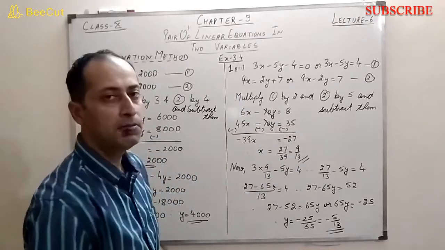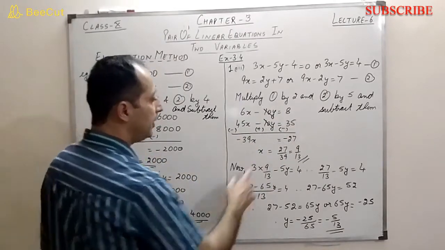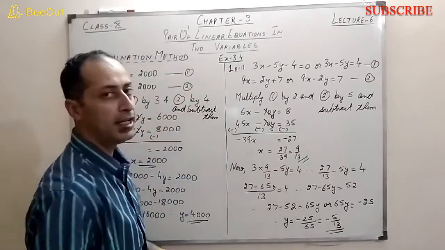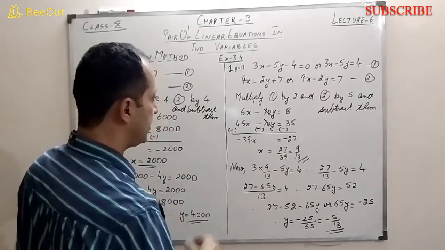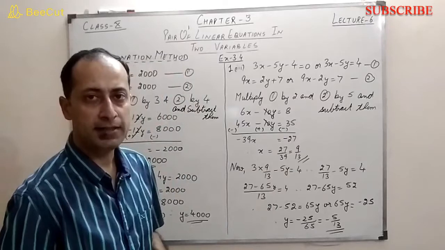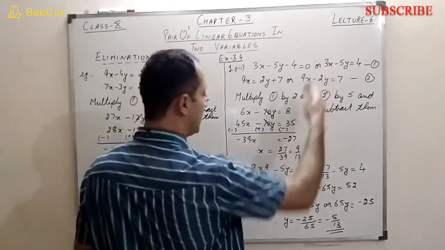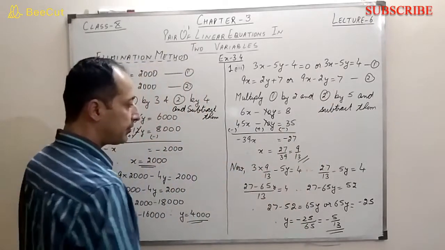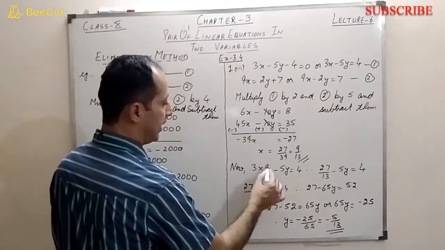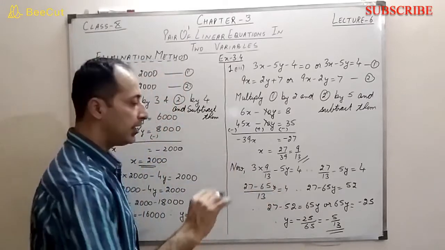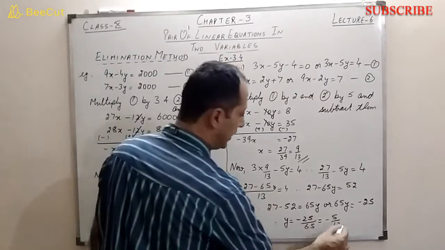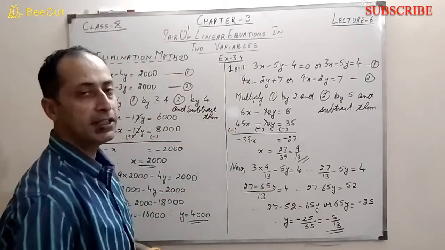Minus 39x is equal to minus 27, which gives me the value of x as 9 by 13, right? Now I substitute this value of x as 9 by 13 in any of the two equations. So I have taken the first equation. I put the value of x as 9 by 13 in this equation, and then simplify. In the end, I get y equals to minus 5 by 13.